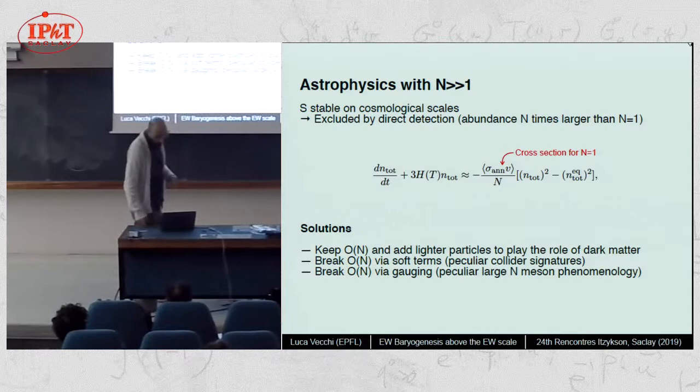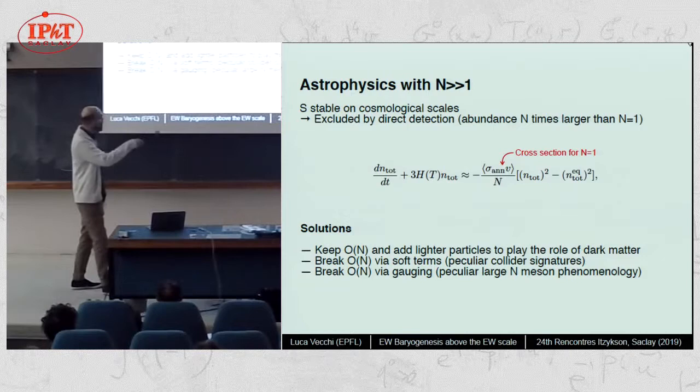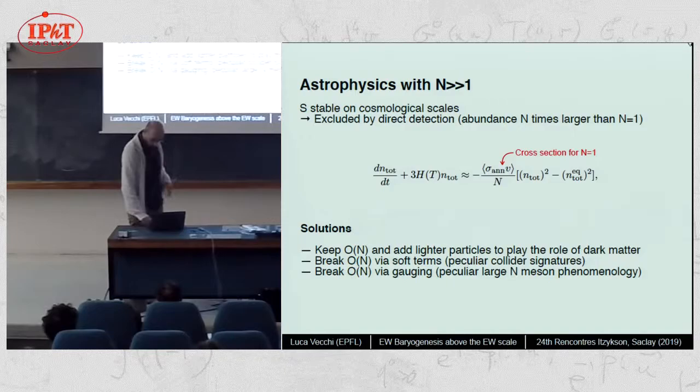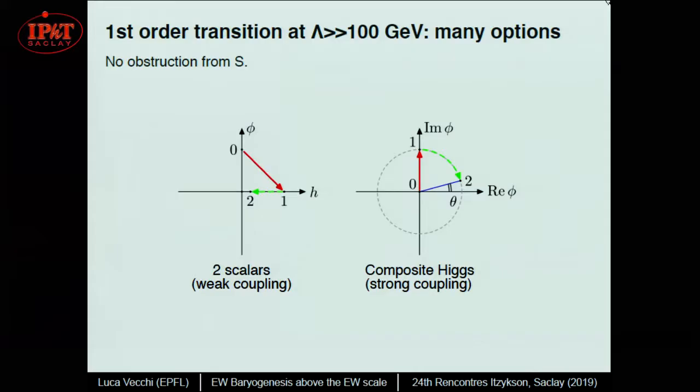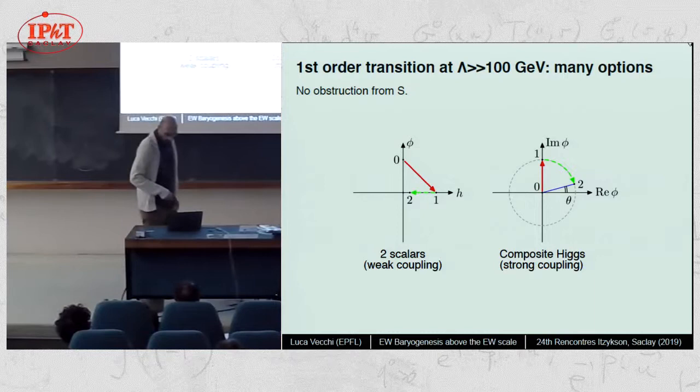But there are many ways to avoid this, of course. We just have to destabilize this particle at cosmological scales, and this can be done in many different ways. We have half of the paper about peculiar large N phenomenology that you can realize in these models, but this is a whole different story. Just to mention that the phase transition at 100 TeV, or 10 TeV, wherever, at the UV cutoff can be done in many different ways. We proposed these two new ways. But the important point is that there is no obstruction. So the key thing is that you have these many degrees of freedom, sufficiently light.